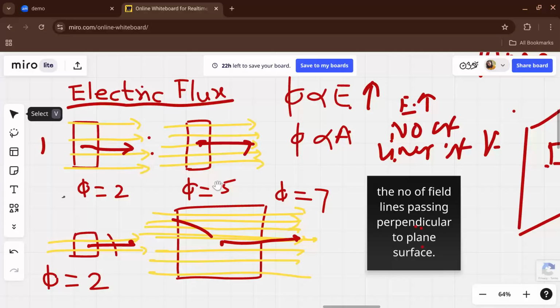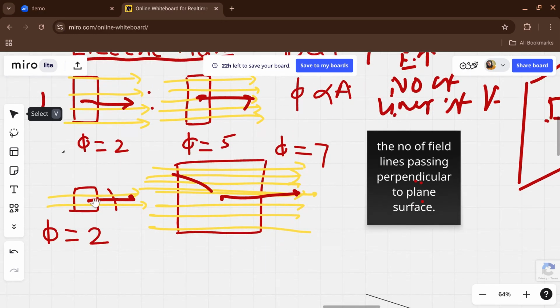So if flux increases, that is, the number of lines of forces increases, electric field intensity increases. And if electric field intensity increases, flux increases. So by the first case, we conclude: how do we increase flux? By increasing lines of forces. As lines of forces increase, electric field intensity increases. So in short, flux is directly proportional to electric field intensity.